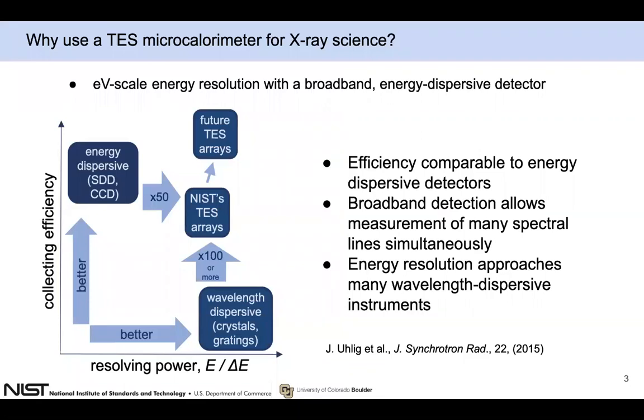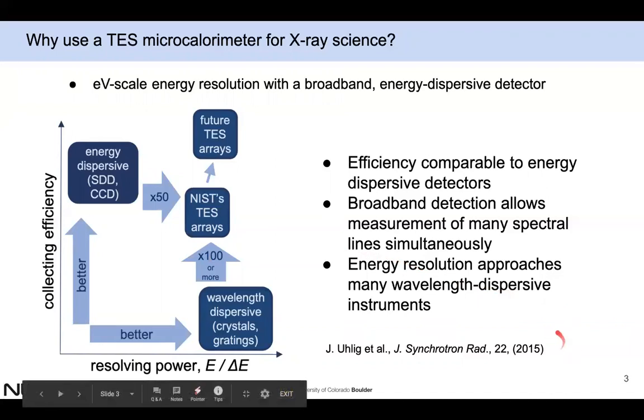And the main reason that microcalorimeter detectors like the TES are appealing for X-ray science is that they are energy-dispersive detectors that achieve eV-scale energy resolution. So you get a little bit of the best of both worlds. The efficiency is comparable to a typical energy-dispersive detector like SDD. The TES is also inherently broadband, meaning that you can measure multiple spectral lines simultaneously. And the TES can achieve energy resolution of a few eV, which is closer to the performance of a wavelength dispersive instrument. But the efficiency is much higher, factors of 10 to 100 times or more.